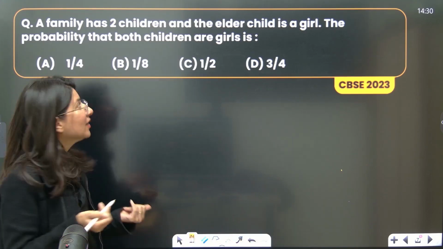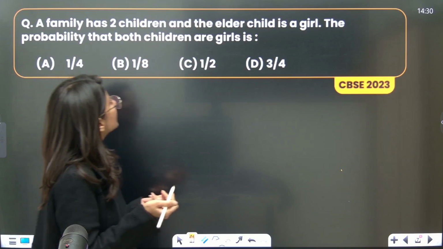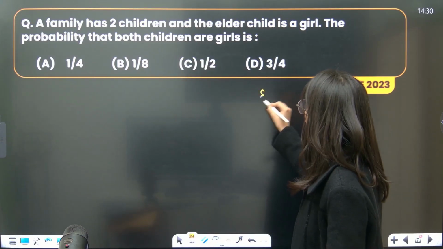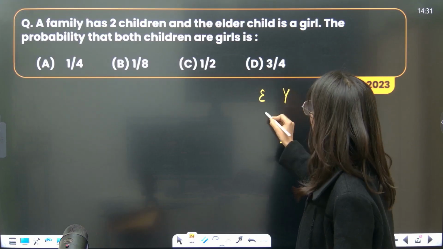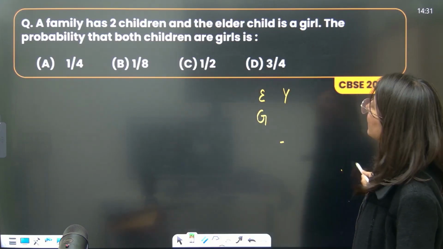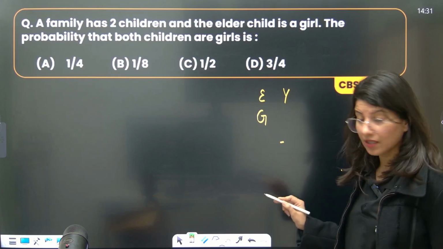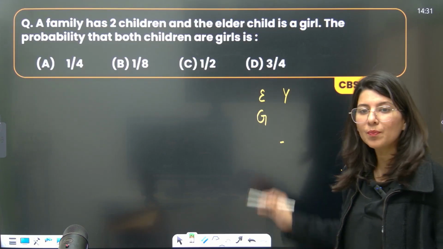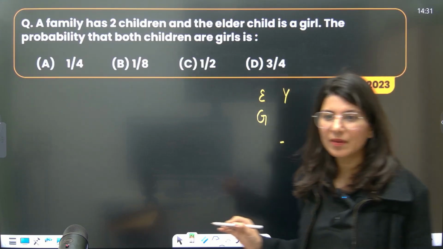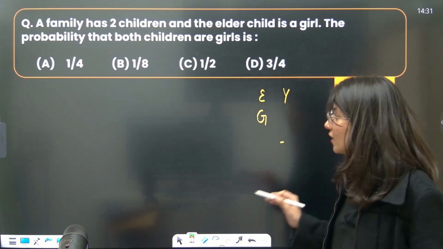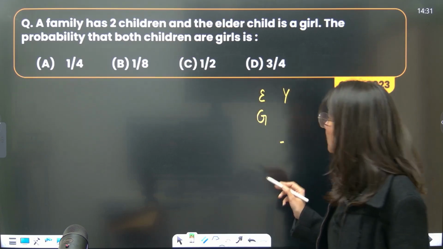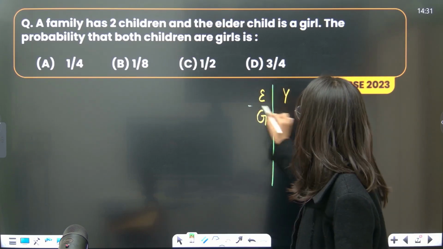What are you doing, okay? A family has 2 children and the elder child is a girl, okay? 2 children, so elder and younger, and they are telling that the elder child is a girl. Okay, now the probability that both children are girls. Now what can happen? What are the possible outcomes? Okay, so the possible outcomes will be what? The elder child will be a girl, and the elder child is a girl. Okay, so this is elder and younger.